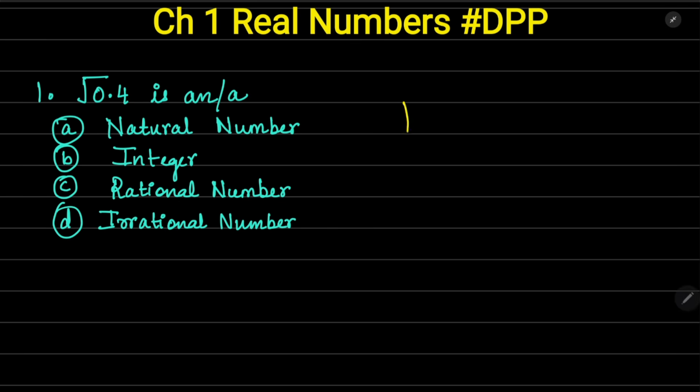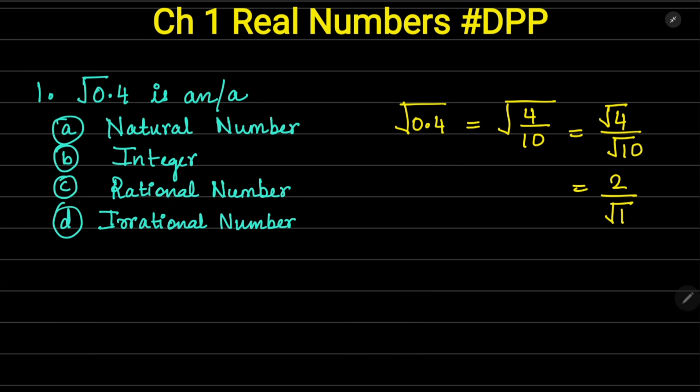So let me do it for you. Square root of 0.4, you can write it as square root of 4 by 10. Right? This can be written as square root of 4 divided by square root of 10, which is nothing but 2 divided by square root of 10. So 2 is a rational number and square root of 10 is an irrational number. Rational by irrational is always irrational. Okay, so the correct answer is D, irrational number.